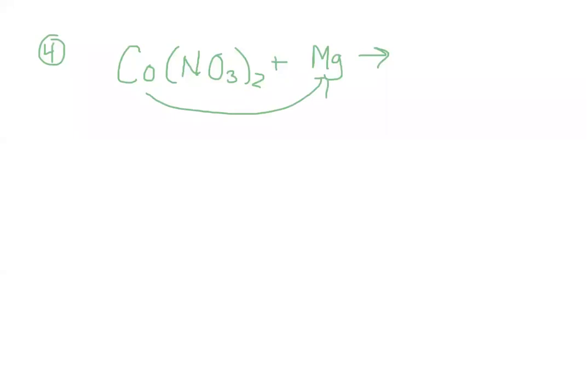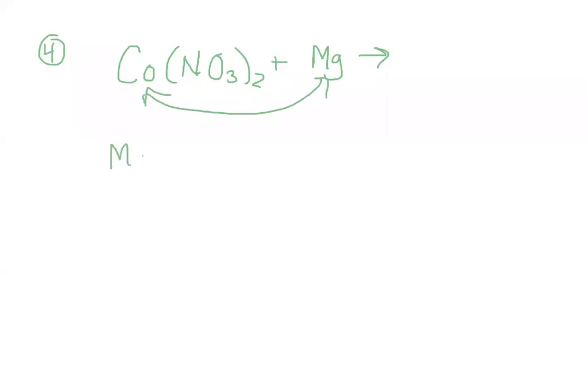Okay, and the last one, number 4 of single replacement, is Co(NO3)2 plus magnesium. And what is going to switch? What is Co? Co is cobalt. Cobalt is a metal, and magnesium is a metal. So that means those two are going to change.